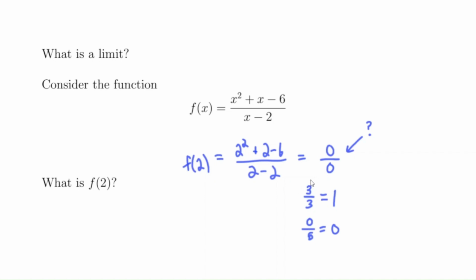Well, it turns out that 0 over 0 is undefined. It's sometimes called an indeterminate form. In fact, anytime you have 0 in the denominator of a fraction, that fraction is going to be undefined. So what this really means is that 2 is not in the domain of the function. Okay, but where limits are going to get involved here is if we ask not what do we get if we plug in 2, but what do we get if we plug in values that are close to 2?